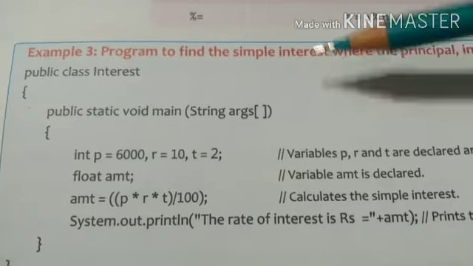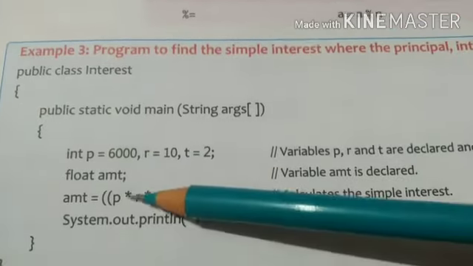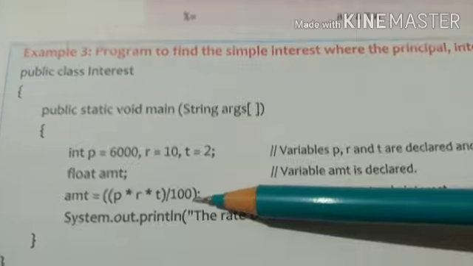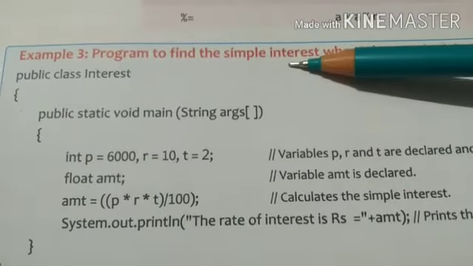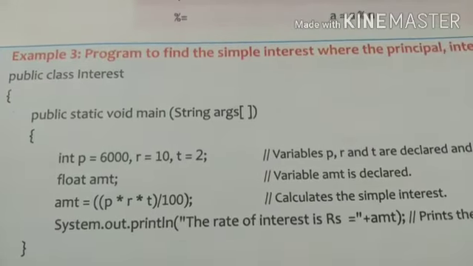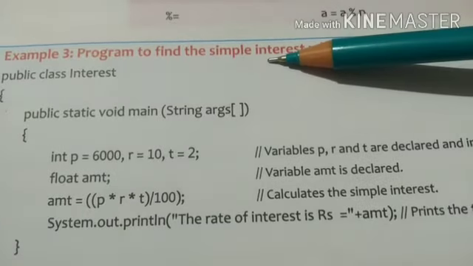Now you know the formula of simple interest, that is P, principal, into R, rate, into T, time, divided by 100. So this type of question is known as formula calculations. Here things are given and we need to find out the formula.